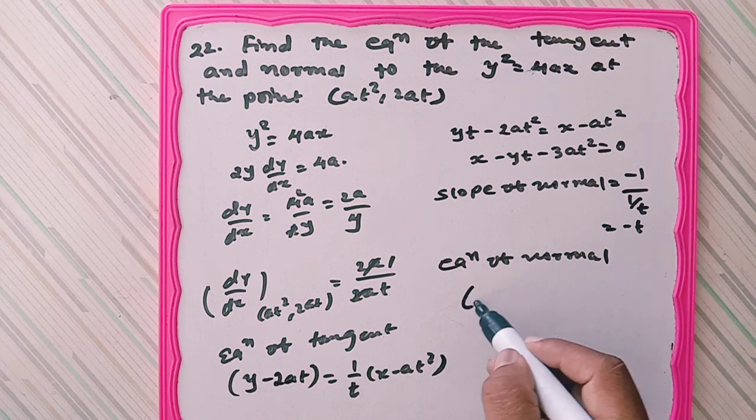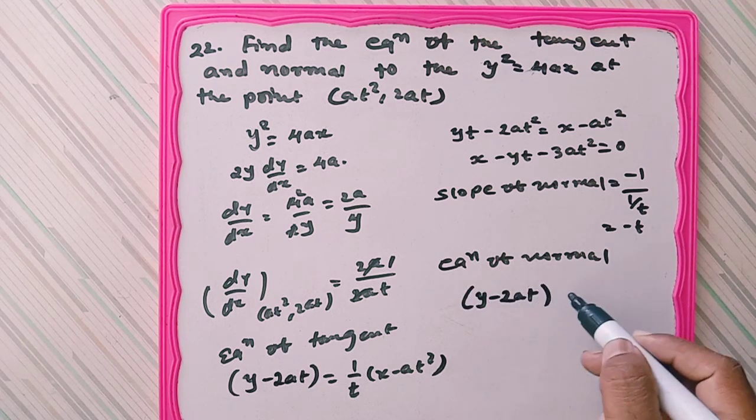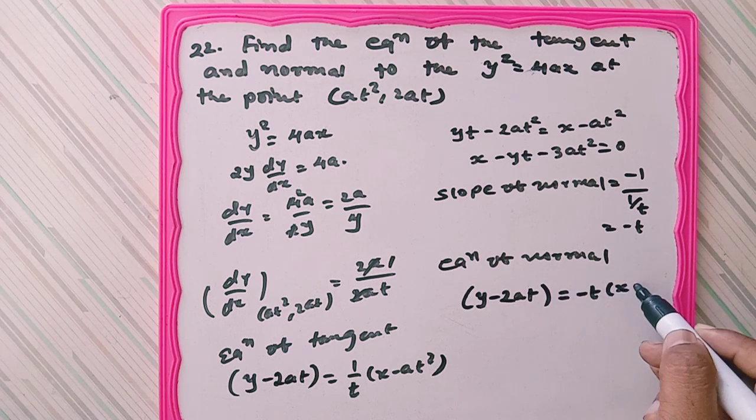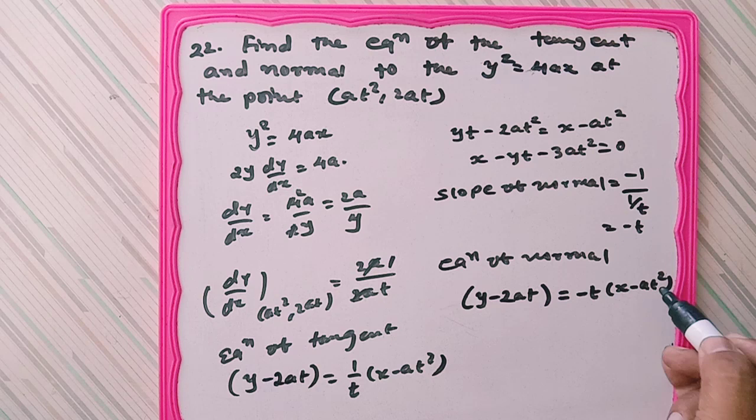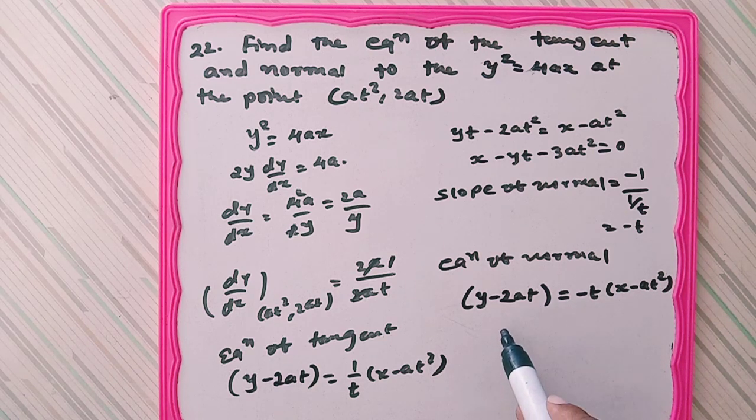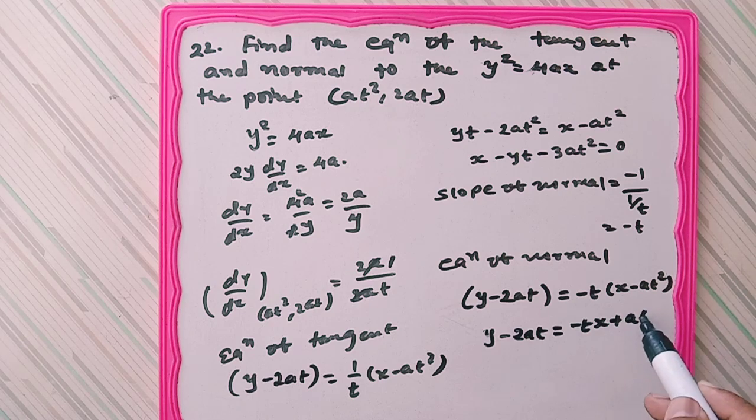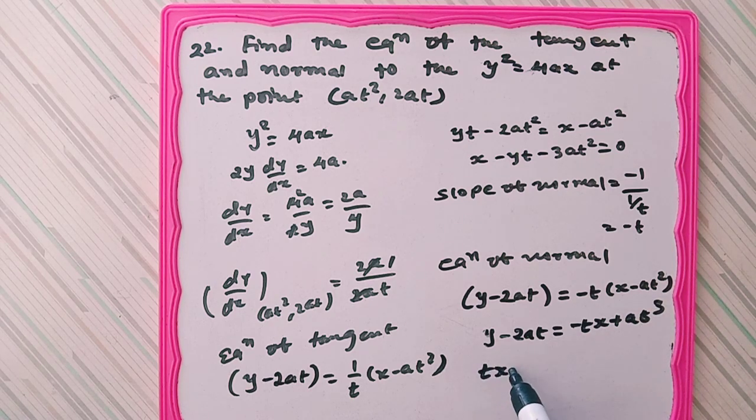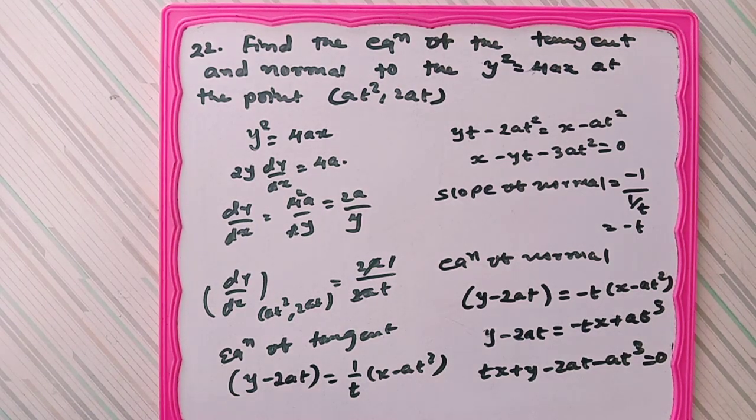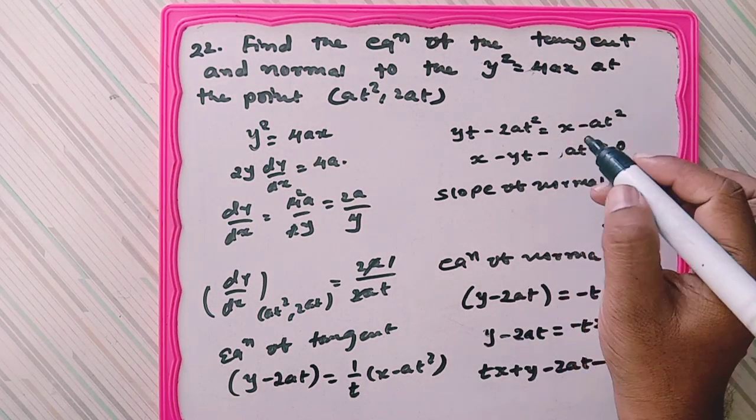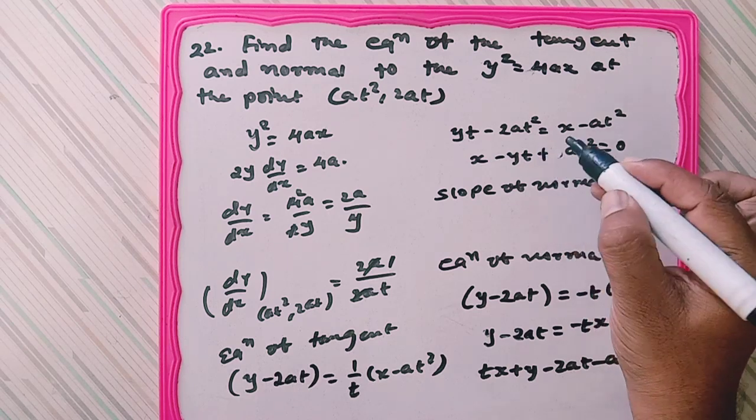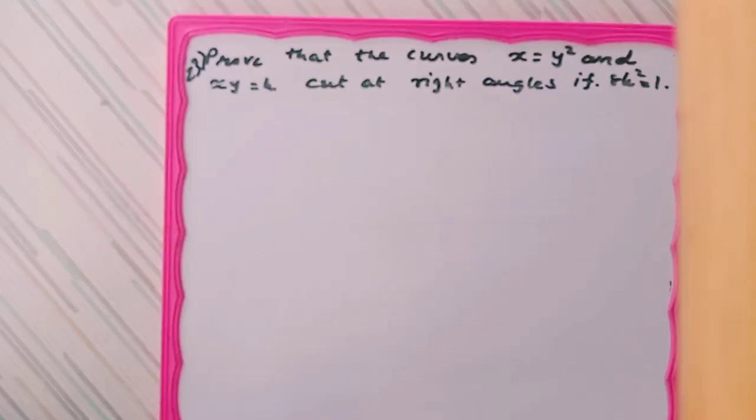y - 2at = -t(x - at^2), and so we multiply inside, then y - 2at = -tx + at^3, and so tx + y - 2at - at^3 = 0. Sorry, here it will be a plus at^3 because minus will go to the other side, so plus at^3.